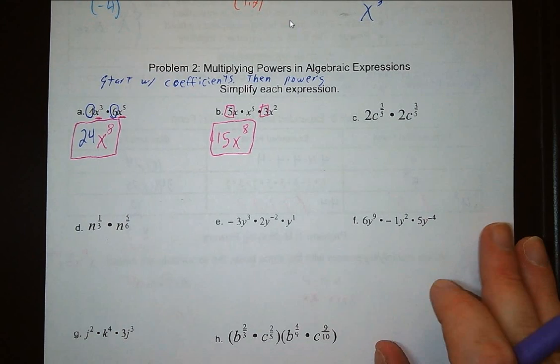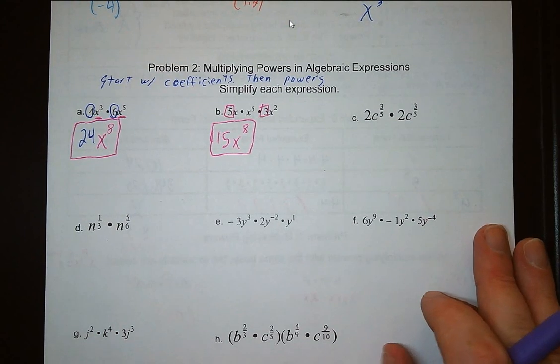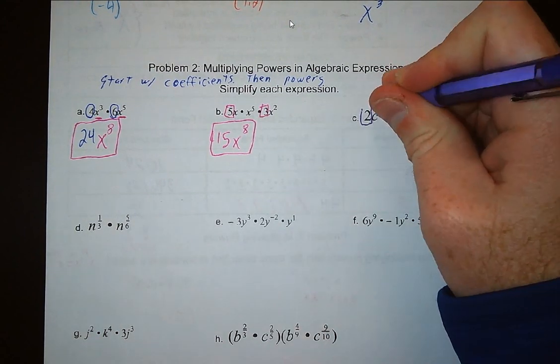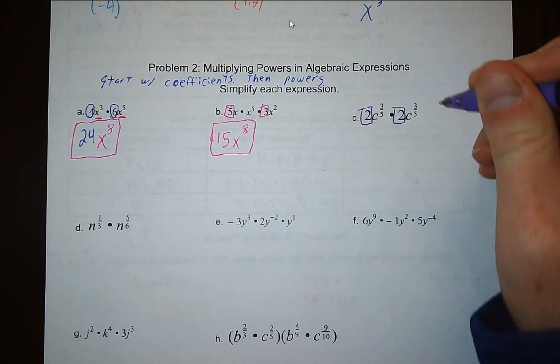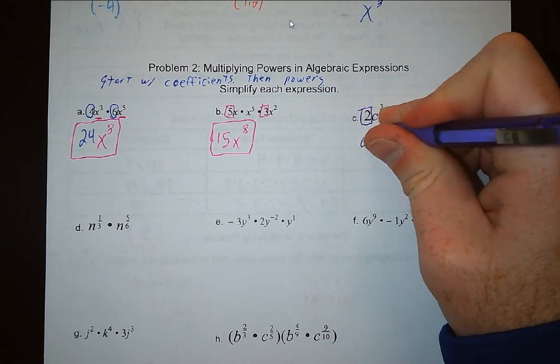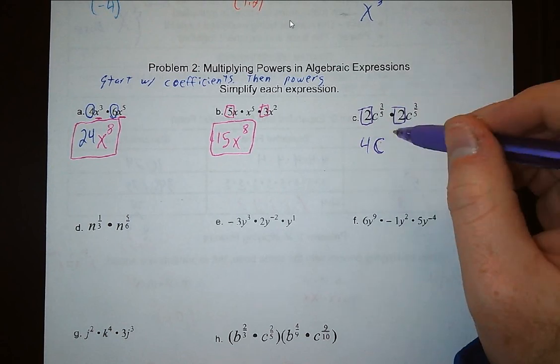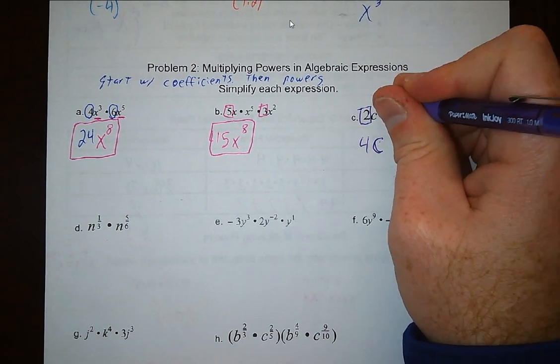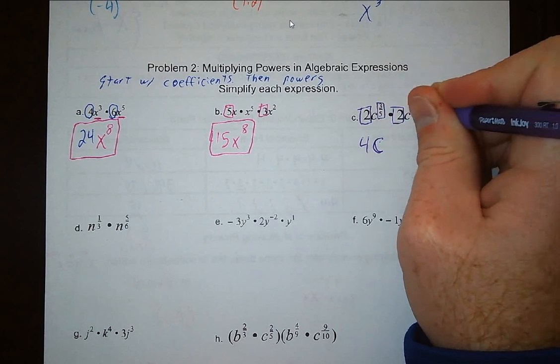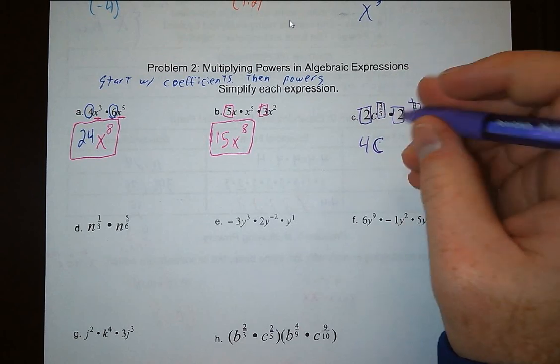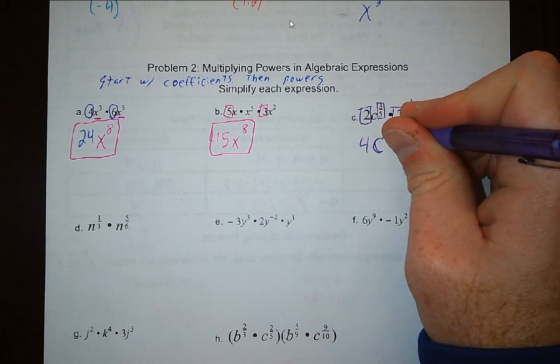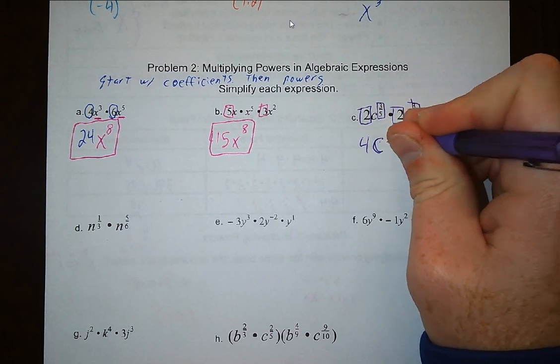All right, letter C. We'll start with our coefficients. So we have a 2 times a 2. 2 times 2 is 4. We have rational exponents again. So it's 4 times c to the, we've got our 2 exponents. So we have 3/5 and 3/5. Add those together and we get 6/5. Okay?